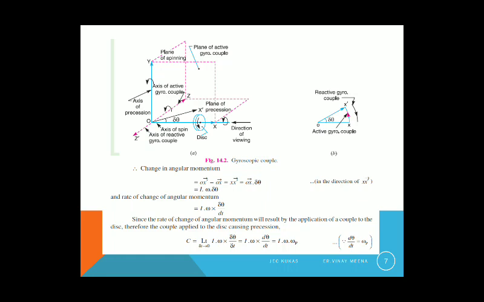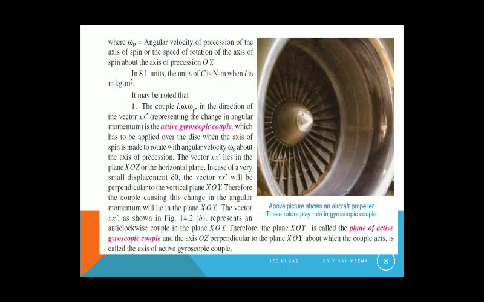Therefore, the couple applied to the disk causing precession is C is equal to I omega omega p, where delta theta upon delta t is equal to omega p. The couple of I omega omega p in the direction of the vector representing the change in angular momentum is the active gyroscopic couple, which has to be applied over the disk when the axis of spin is made to rotate with angular velocity omega p about the axis of precession.